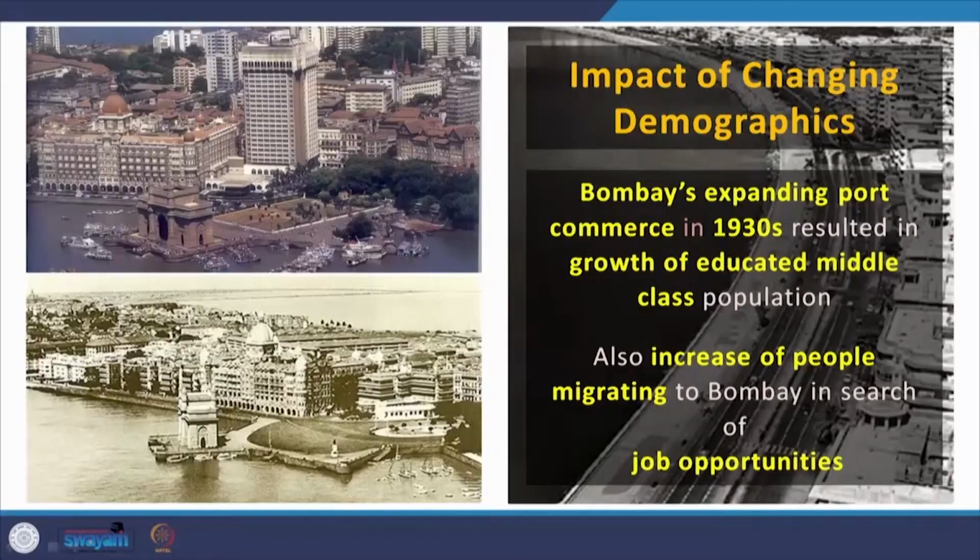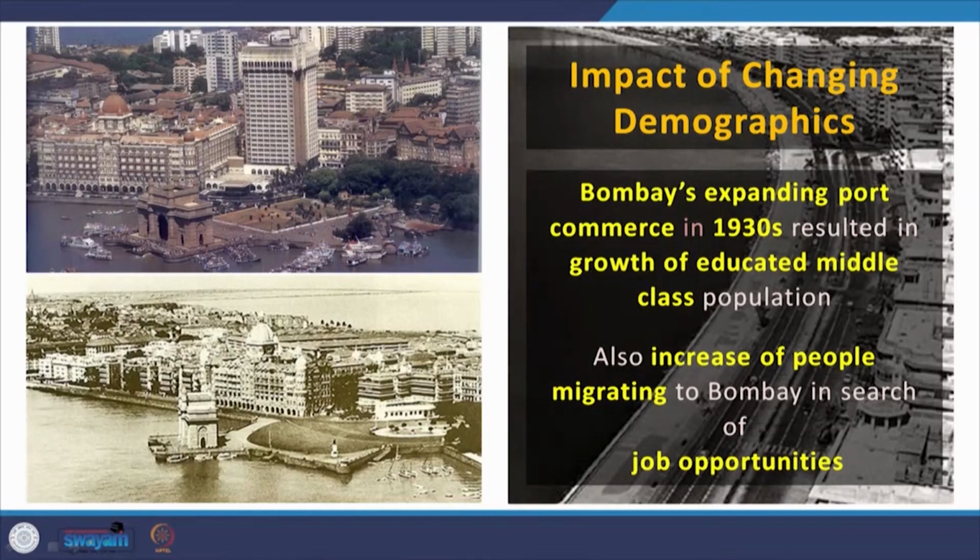Now, there was also the impact of changing demographics that we feel in a massive way in Mumbai, because Bombay's expanding port commerce in the 1930s resulted in the growth of an educated middle class population coming and settling down in Mumbai. Also, increasing number of people were migrating to Bombay in search of job opportunities.